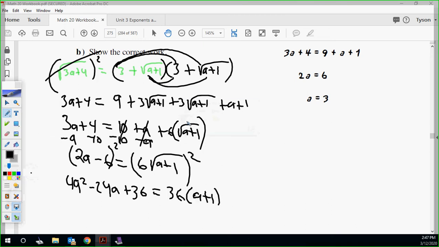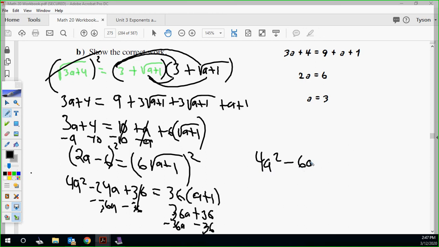Then this right here is 36a plus 36. I'm going to move that over. You're going to see that the 36 cancels. You minus 36a here. We end up with 4a squared minus 60a equals 0.